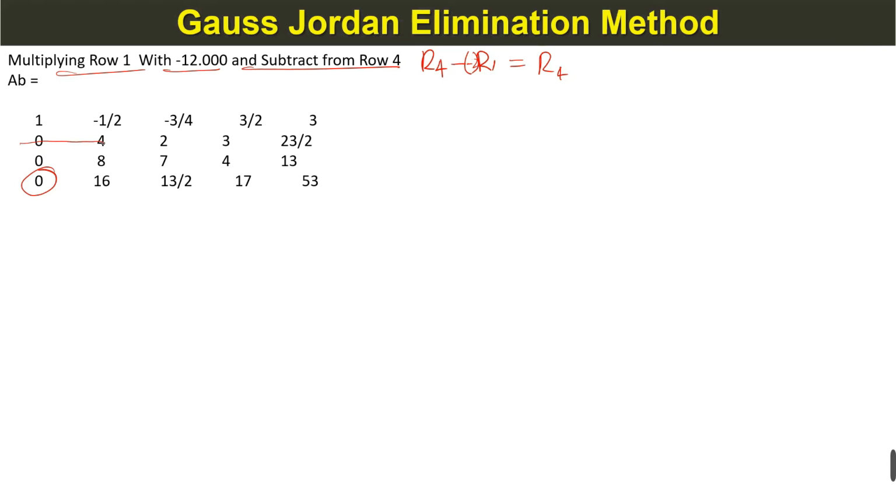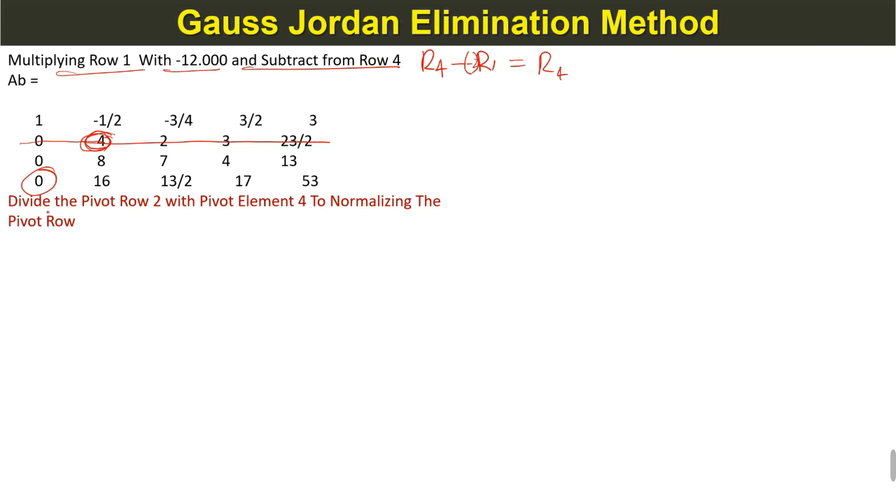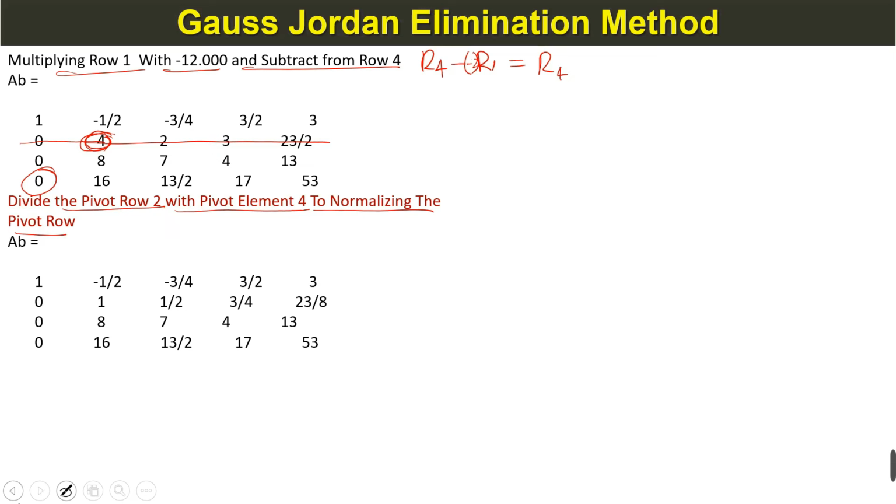Now we again normalize. This is the pivot equation. We normalize this pivot equation by dividing by 4. So divide the pivot row 2 with the pivot element 4 to normalize the pivot row. Here we can see that this is the normalized pivot row.